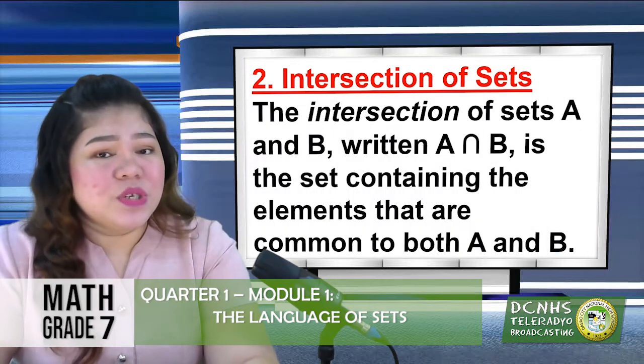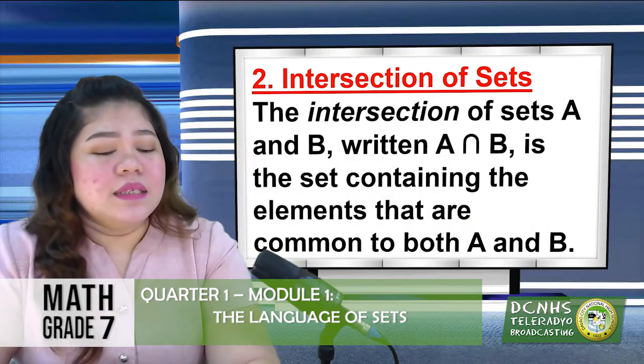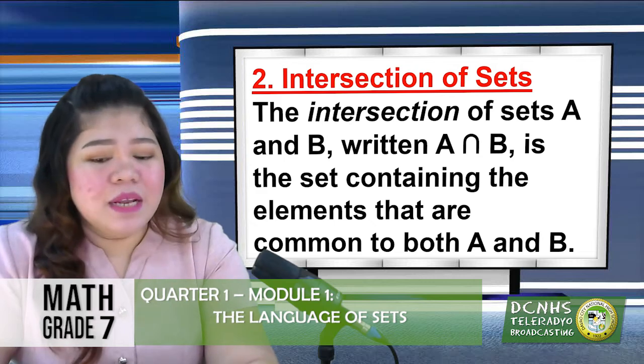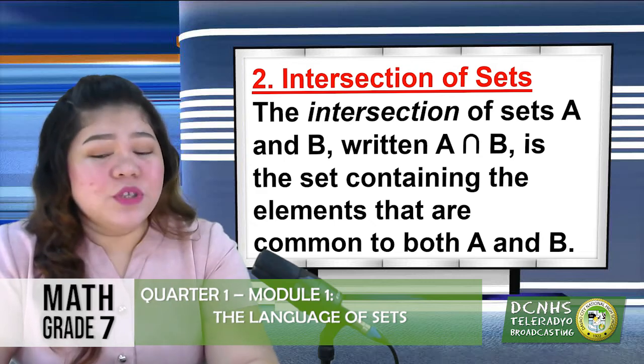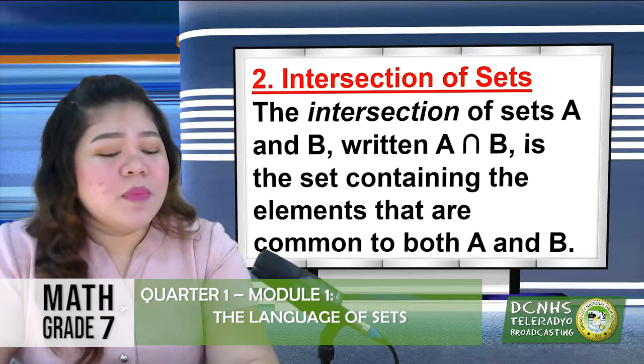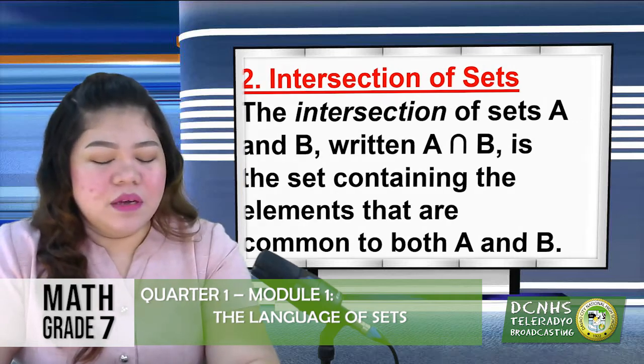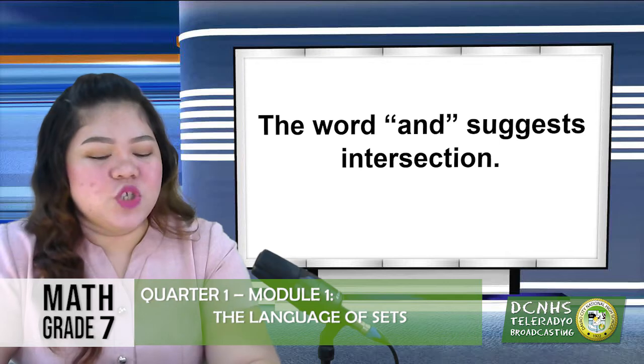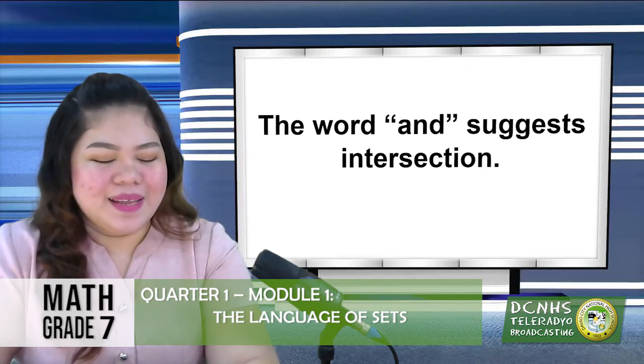Number 2 is the intersection of sets. The intersection of sets A and B, written A intersection B, is the set containing the elements that are common to both A and B. The word "and" suggests intersection.